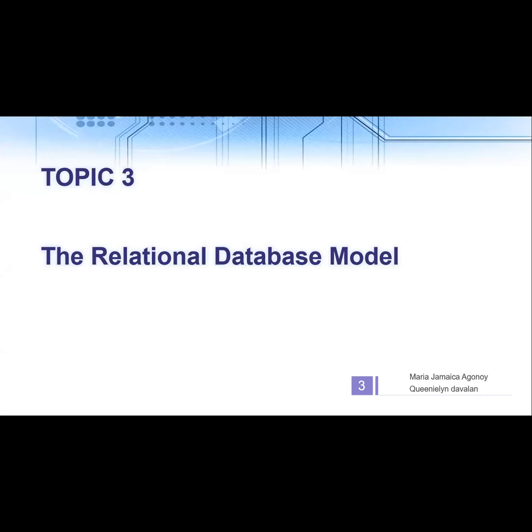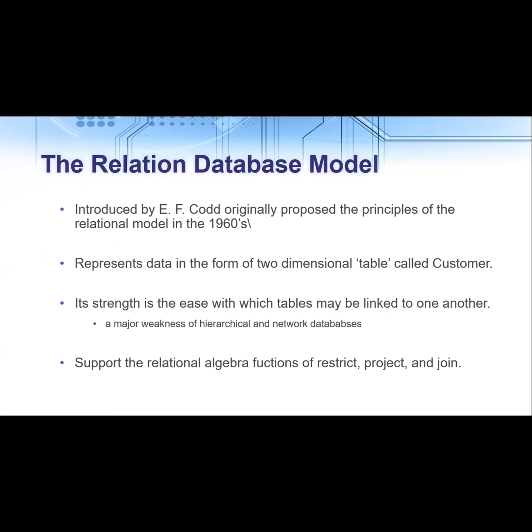So, topic 3 is all about the relational database model. The relational database model, introduced by E.F. Codd, originally proposed the principles of the relational model in the 1960s, represents data in the form of two-dimensional table called the relation. Its strength is the ease with which tables may be linked to one another, a major weakness of hierarchical and network databases. It supports the relational algebra functions of restrict, project, and join.